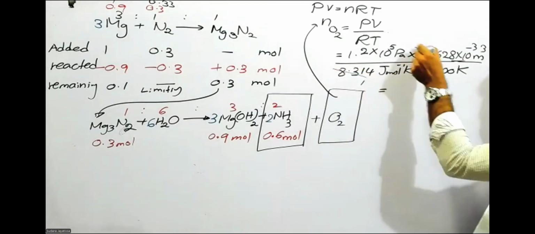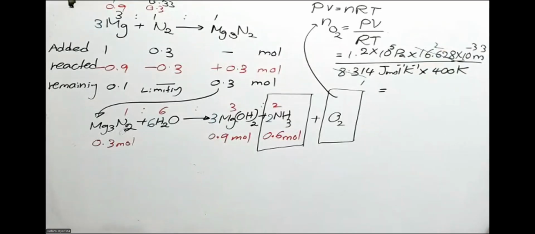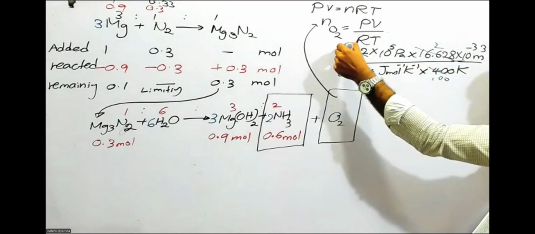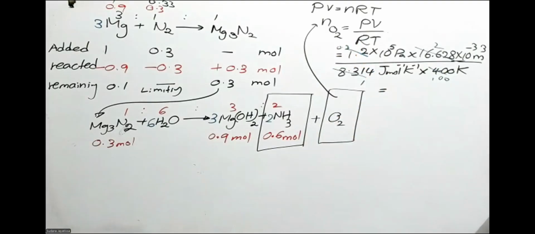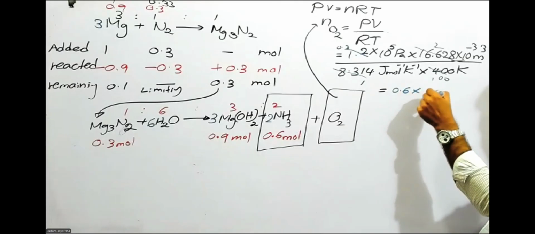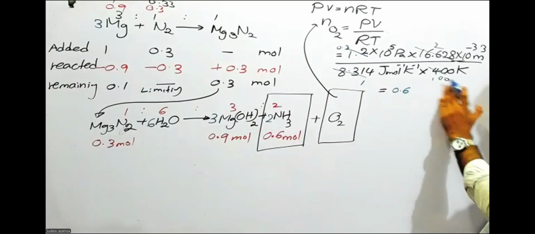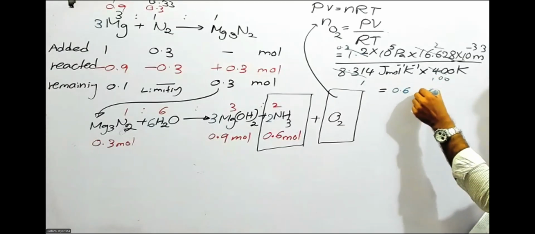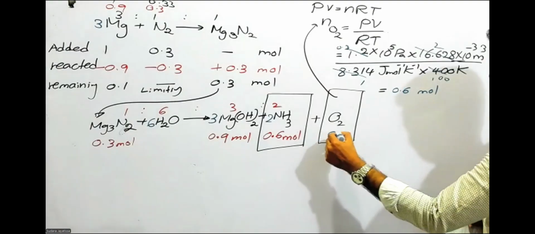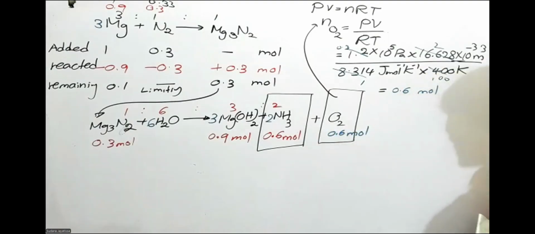You have 1 here, you will have 2 here. Here you will have 100 and 0.3. So 0.3 times 2, 0.6. The 10 to the power 10 is also cancelled. So 0.6 moles. 0.6 moles are there. So from O2 also you are adding how many moles? 0.6 moles. Now the question is not finished yet.